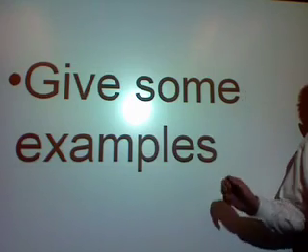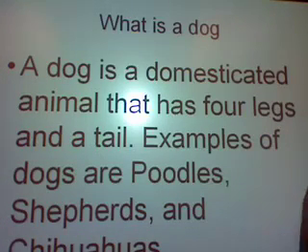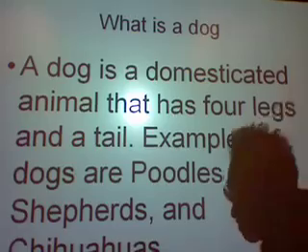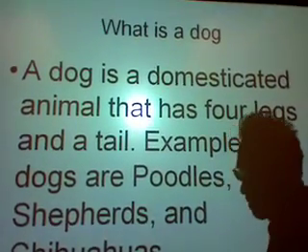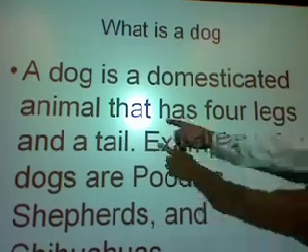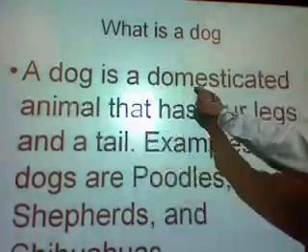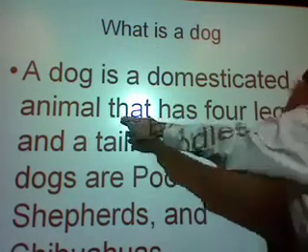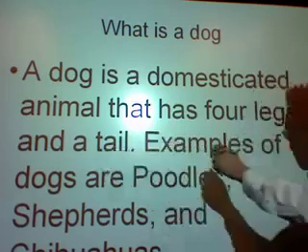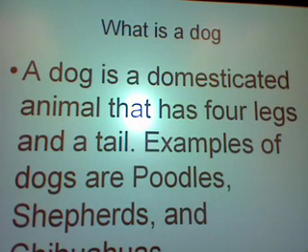Here's an easy example, and this one is a dog, okay? So I'm asking you here, what is a dog? Well, for example, a dog is a domesticated animal that has 4 legs and a tail. So here's the term, dog. Is a domesticated animal, that would be our class, okay? And then that has 4 legs and a tail, there's our adjective clause.